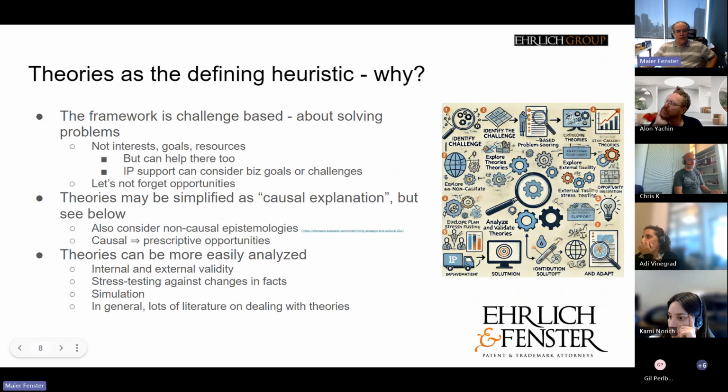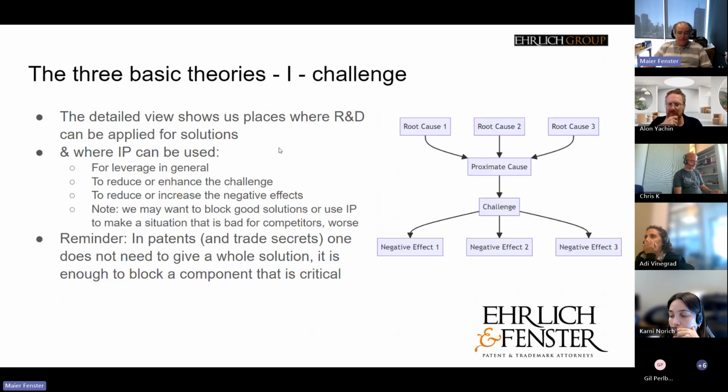Also, you can stress test them because they're more formal. It's easier to check things about them. You can use them in simulation. If I know A causes B causes C, I can try different possibilities. And in general, there is a lot of literature, definitely scientific literature, talking about doing things with theories. I'm not suggesting we read it, I'm just saying it's a known entity.